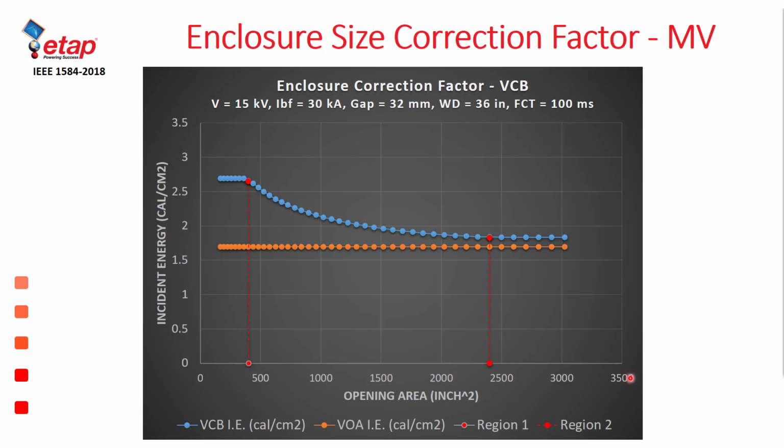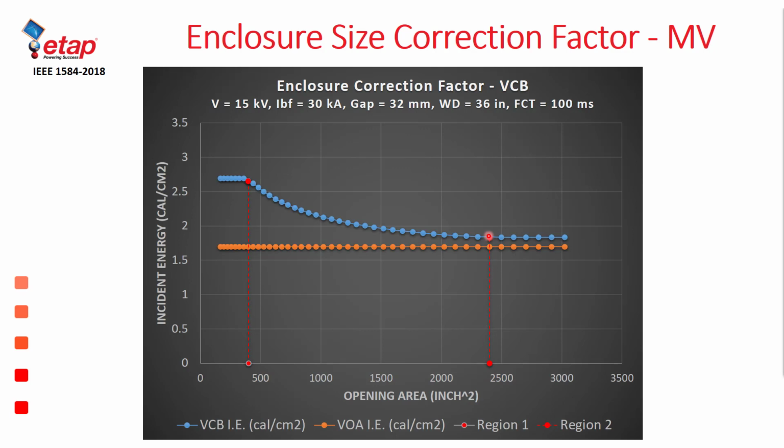Enclosures with an opening area larger than 400 inch square, all the way up to 2400 inch square, will experience a reduction in incident energy because, as we now understand, bigger opening sizes allow the energy to escape in different directions and therefore not concentrate towards the person in front of the equipment. Last, enclosure sizes with an opening area bigger than 2400 inch square will have a conservative assumption and therefore will show a constant value at the last measured opening size of 2400 inch square.